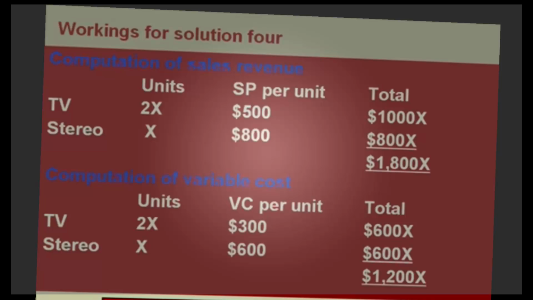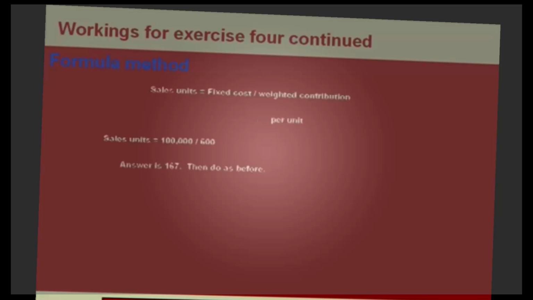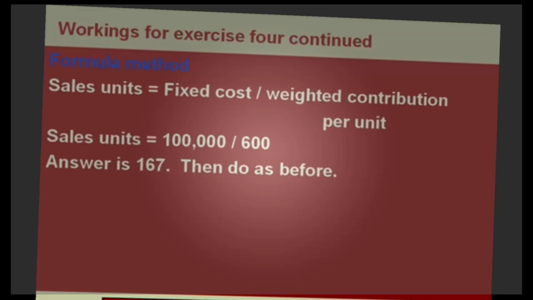What would happen if you used the formula? It's identical formula. Sales in units to break even is fixed cost over contribution per unit, but this contribution per unit is called weighted contribution per unit. The weighted contribution per unit takes both products into account.